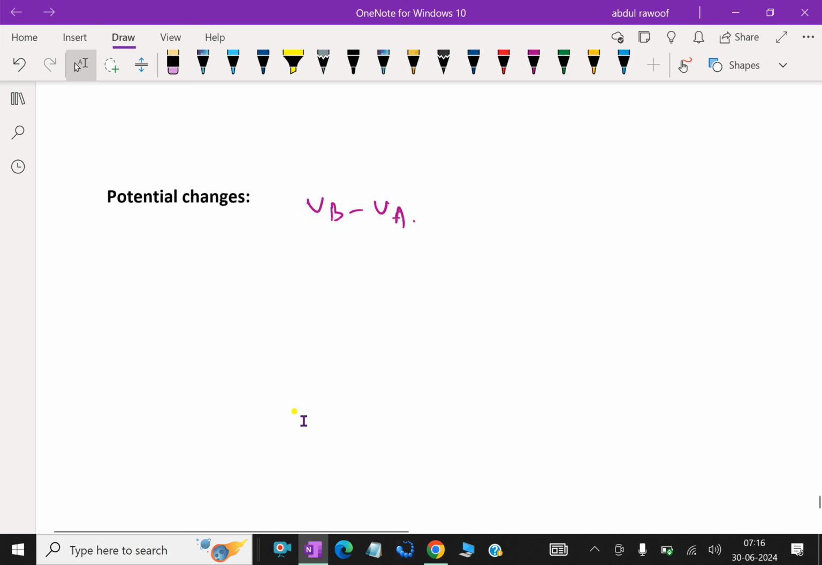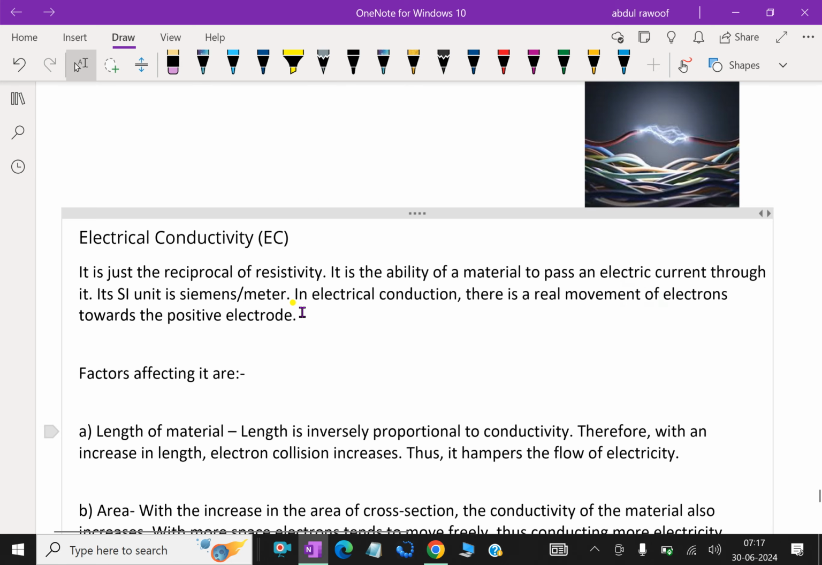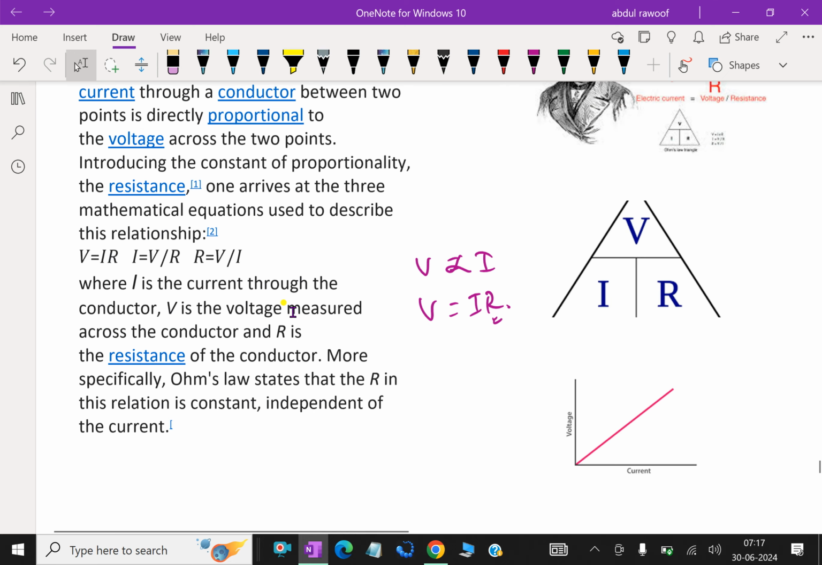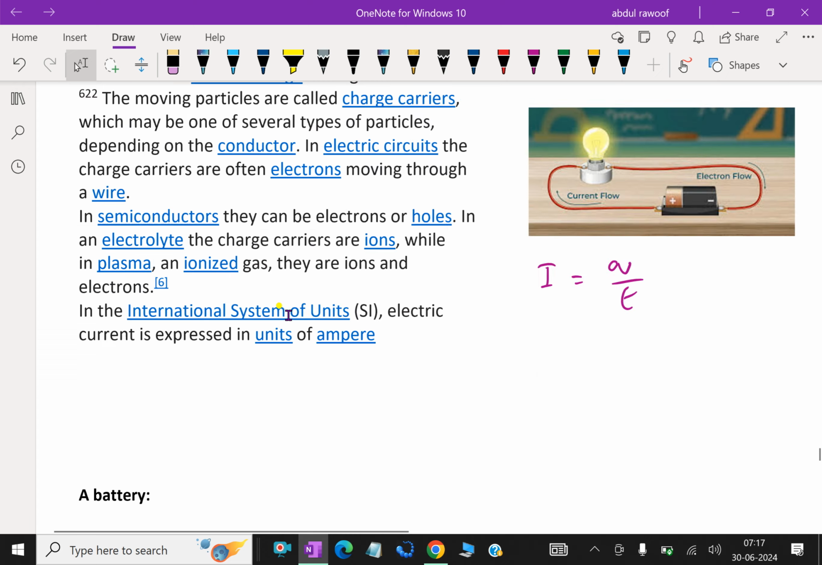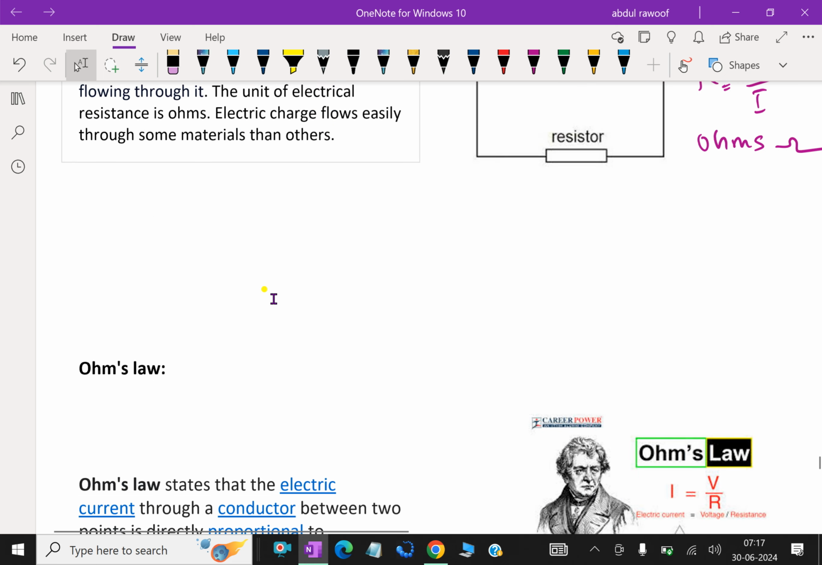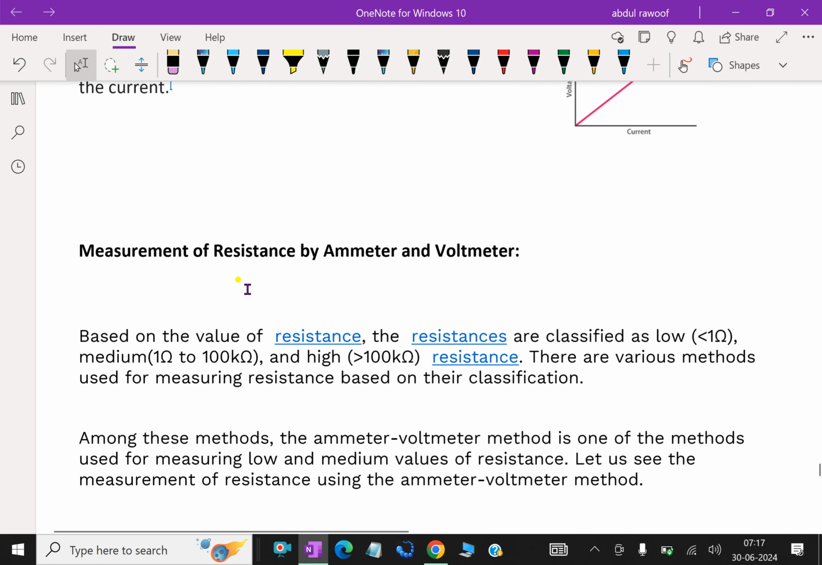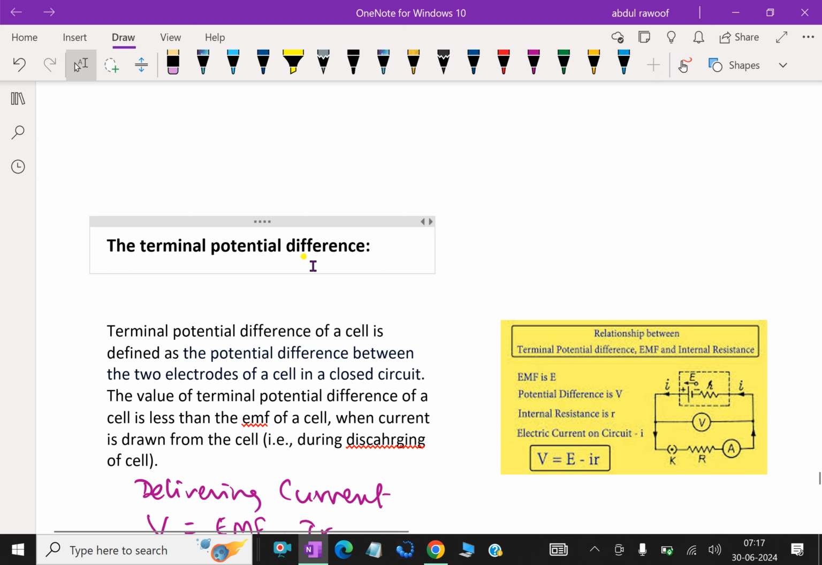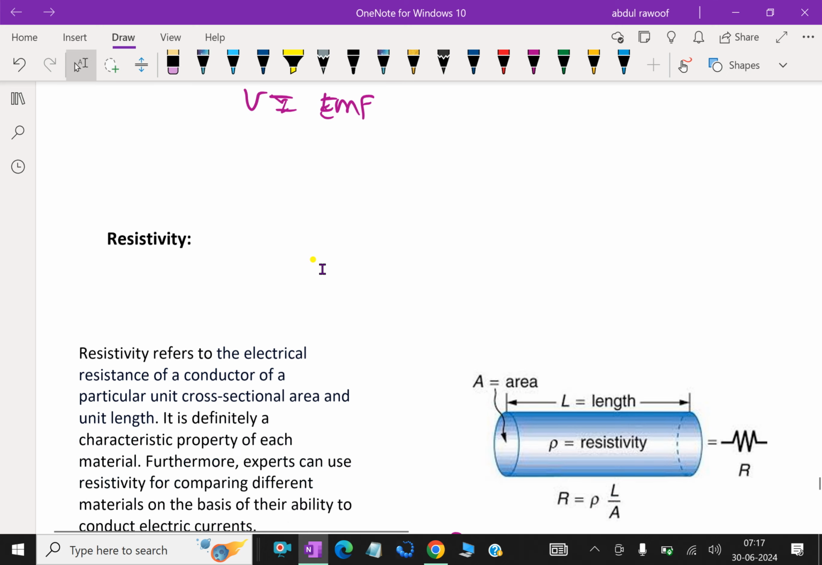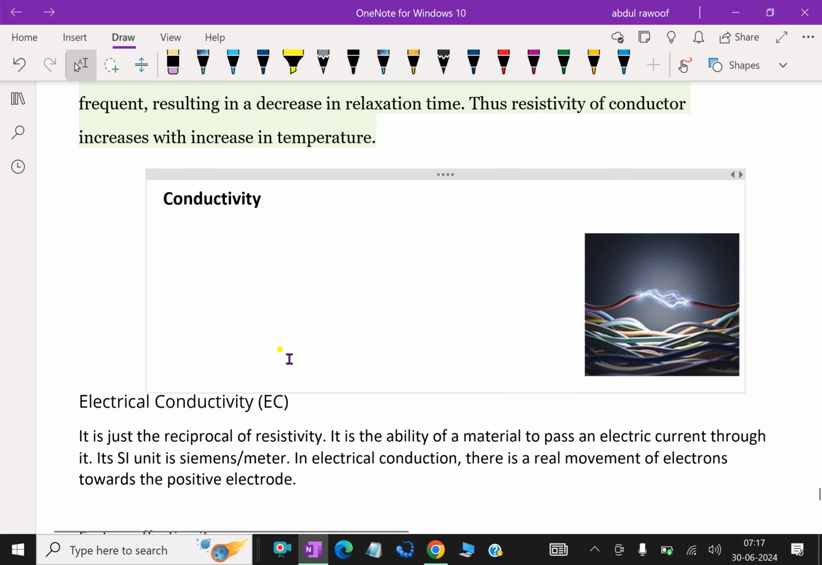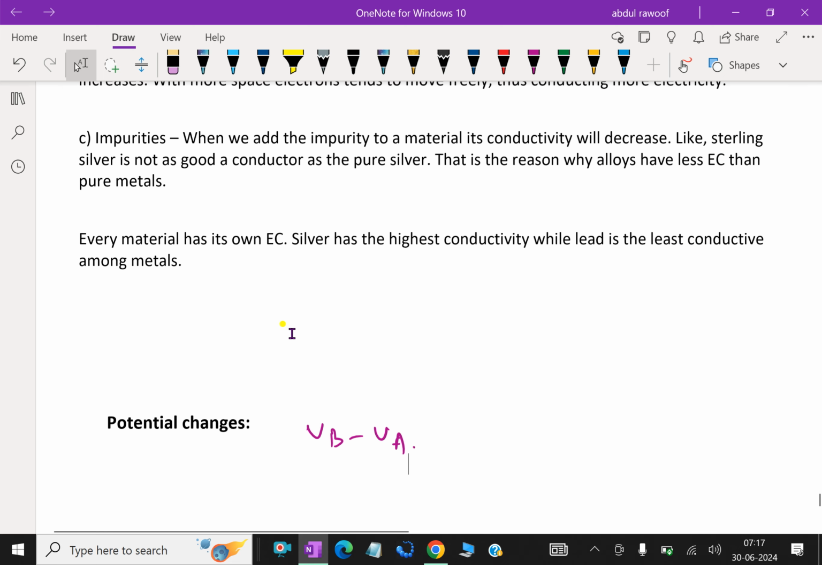Now, so far we discussed different definitions in electricity: what is resistance, what is current, what is a battery, Ohm's law as well, the measurement of resistance by ammeter and voltmeter, as well as the terminal potential difference and resistivity. Resistivity varies with temperature, and conductivity as well, and potential changes.